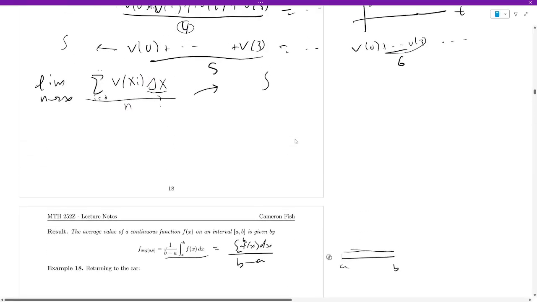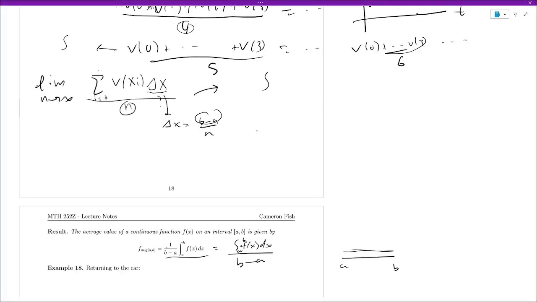By the way, where I was kind of skimming over this part up here, remember, delta x is (b minus a) over n. So if you think about this dividing by n thing, you could think about how that would end up putting this b minus a on the bottom. I'll let you think about that.